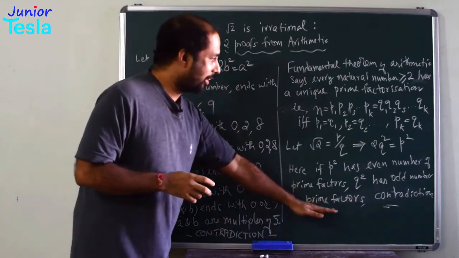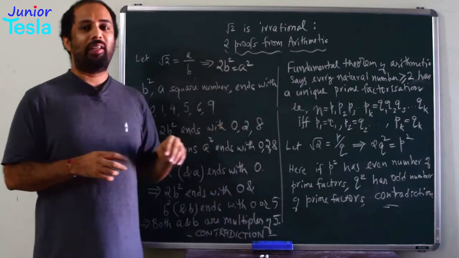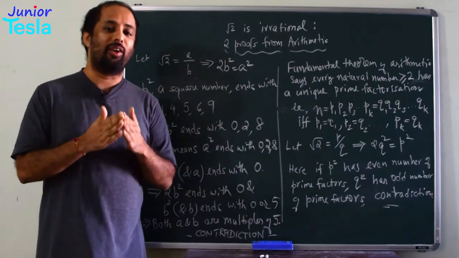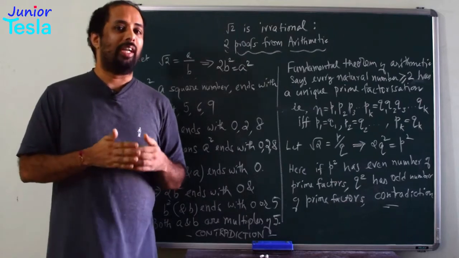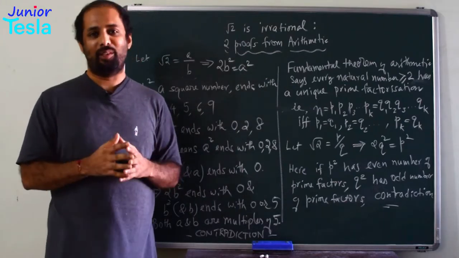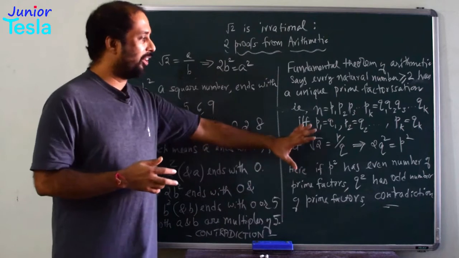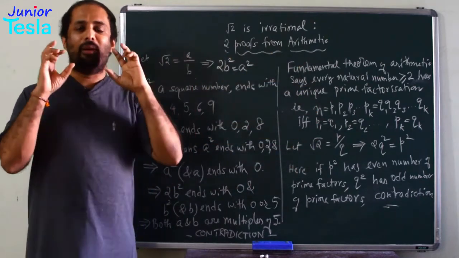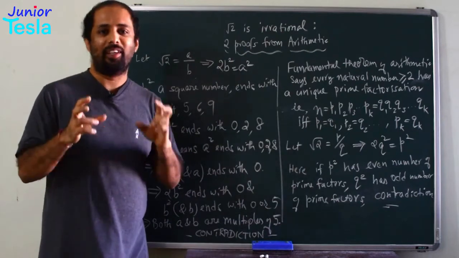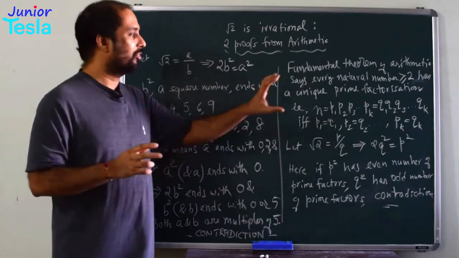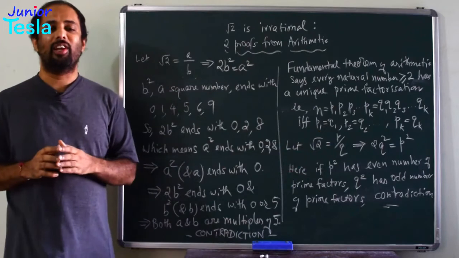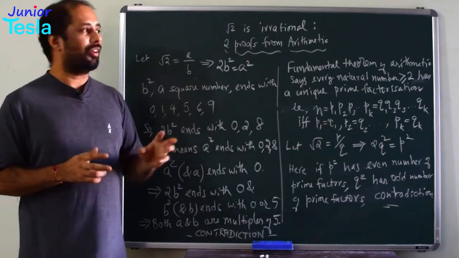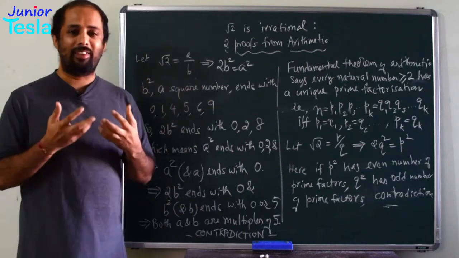So this is the contradiction for the fundamental theorem itself, right? That is why we can say root 2 cannot be written in the form p by q. It is not a rational number, it is an irrational number. So here also we are not involving any algebra, okay? We are just using one simple basic principle, the fundamental theorem of arithmetic, and using that we are proving that root 2 is not rational. So these are two very unique proofs for root 2's irrationality.